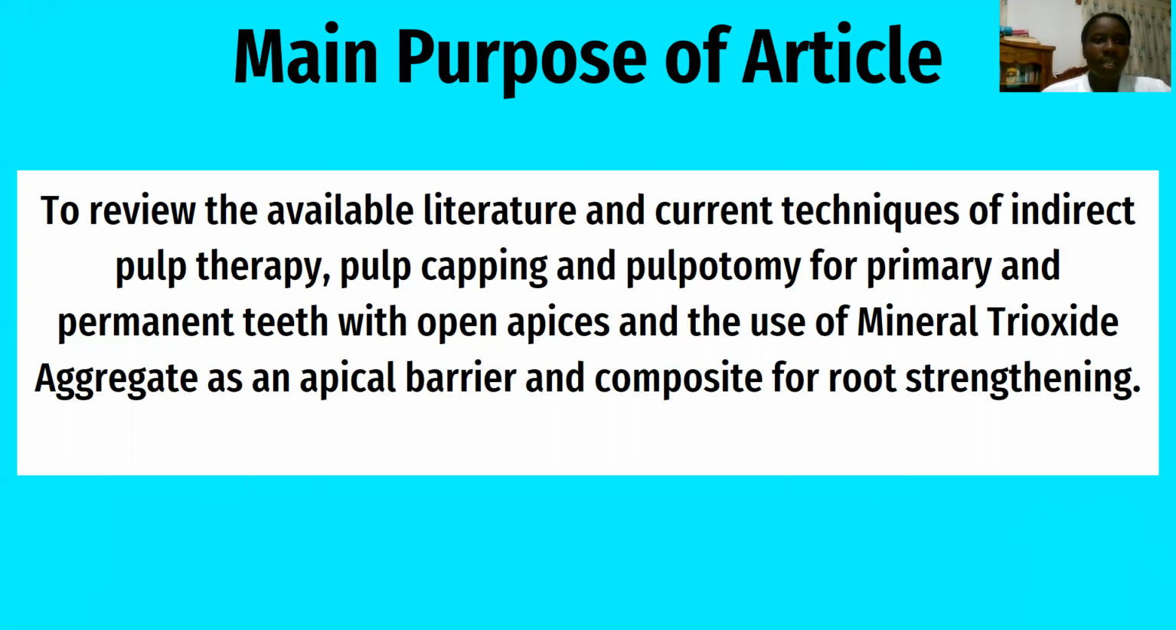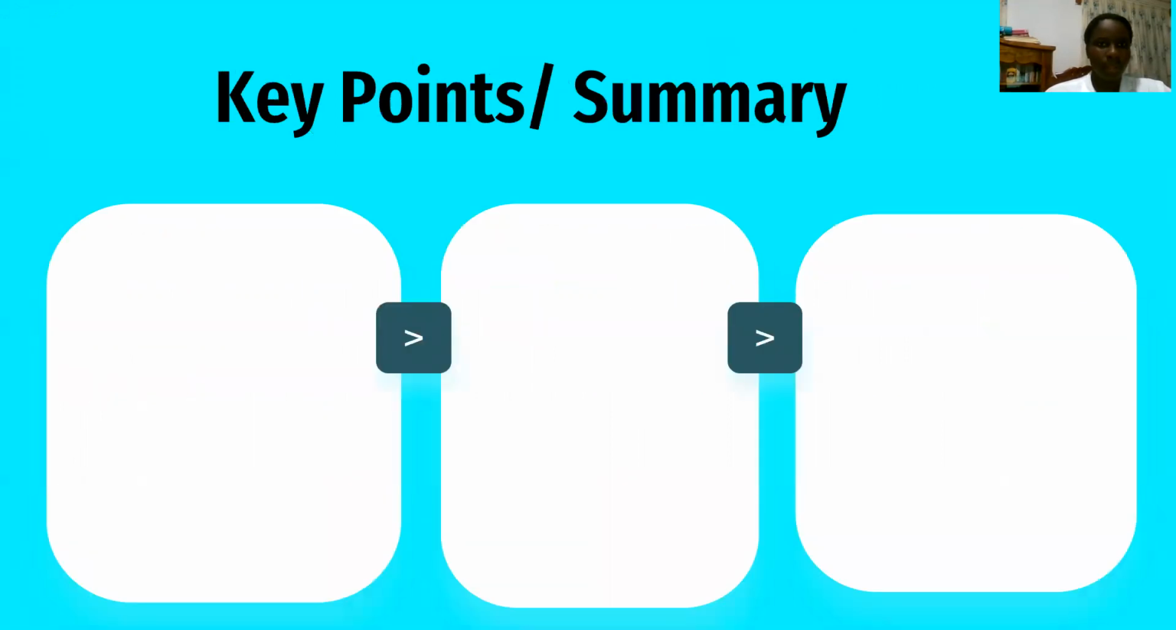So the author of this article decided to review the available literature and the current techniques of indirect pulp therapy, pulp capping, and pulpotomy for primary and permanent teeth with open apices, as well as the use of mineral trioxide aggregates as an apical barrier and composite for root strengthening. Now, the key points derived from the article analysis are as follows.